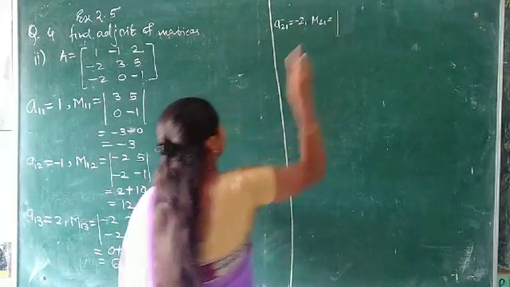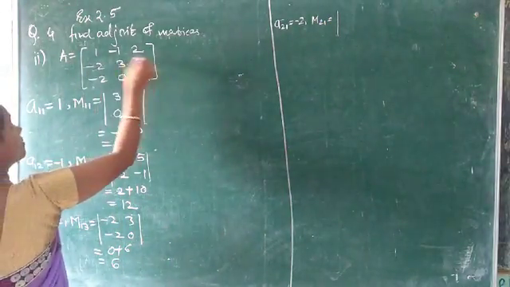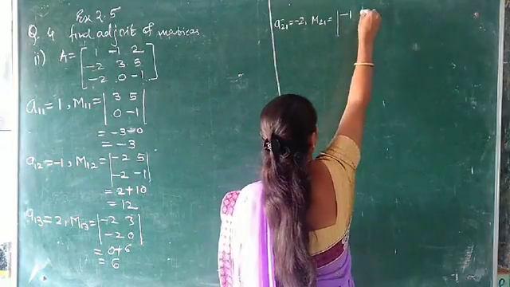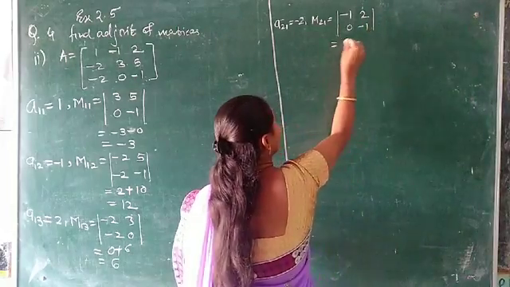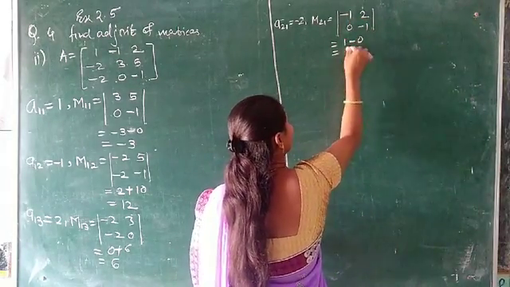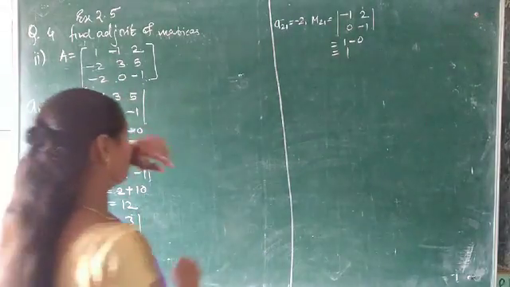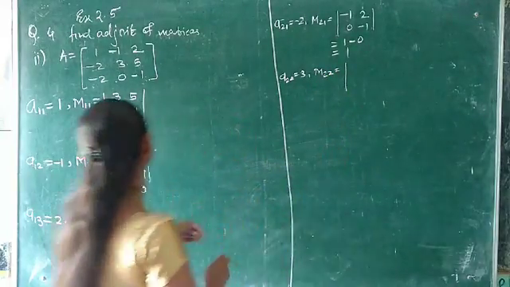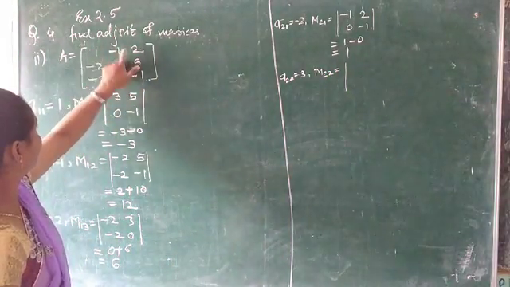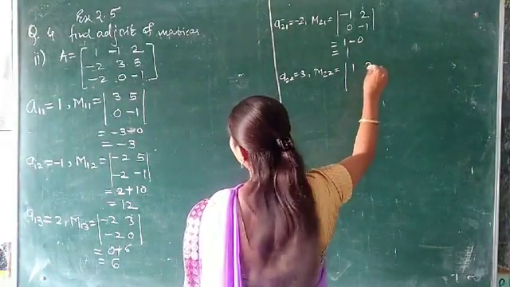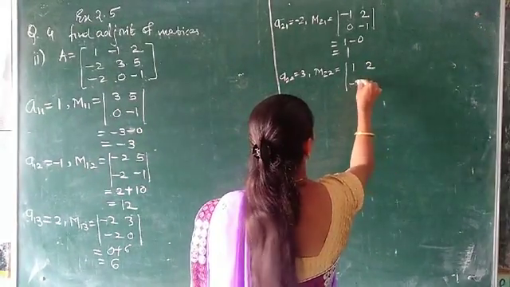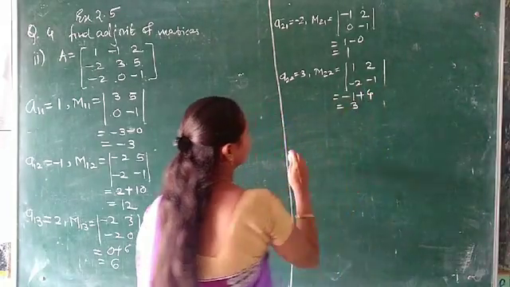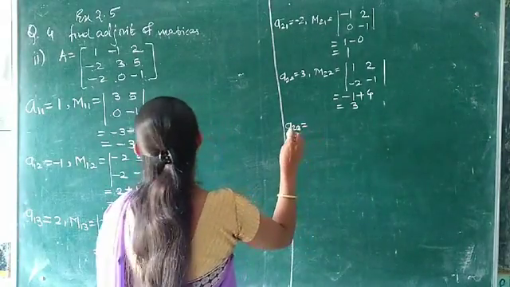Therefore, M21 is equal to. Now we delete second row, first column. Minus 1, 2, 0, minus 1. Minus minus plus 1, minus 0, plus 1. A22 is 3. Then M22. Now delete second row, second column. Second row, second column. 1, 2, minus 2, minus 1. Minus 1, minus minus plus 4, that is 3. A23 is 5.